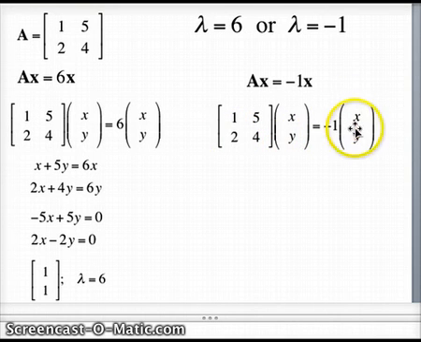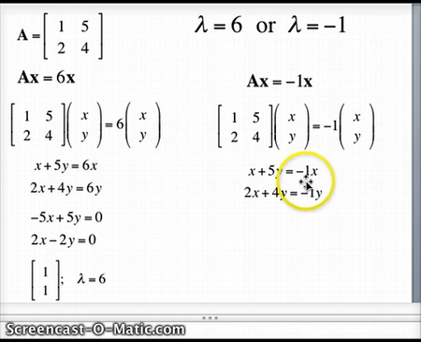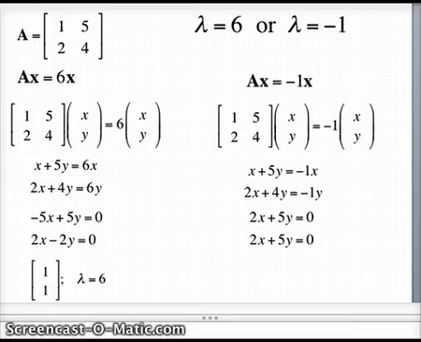[1, 5; 2, 4] times xy is negative 1 times xy. So 1x plus 5y is negative 1x, 2x plus 4y is negative 1y. Adding the x to that side, I get 2x plus 5y. Adding the 1y to this side, I get 2x plus 5y. This is even more obvious that they're the same, because they are exactly the same, not just equivalent. So I've got to find a value for x and a value for y that's going to work.